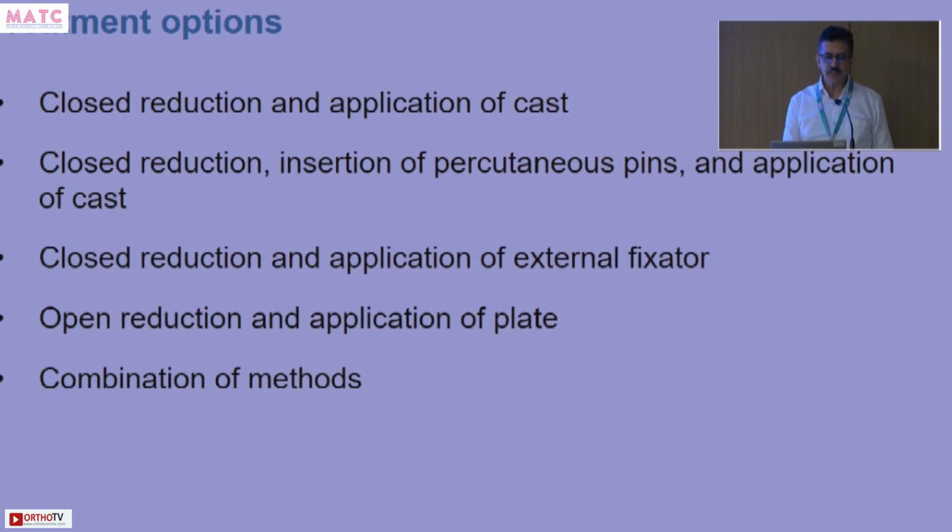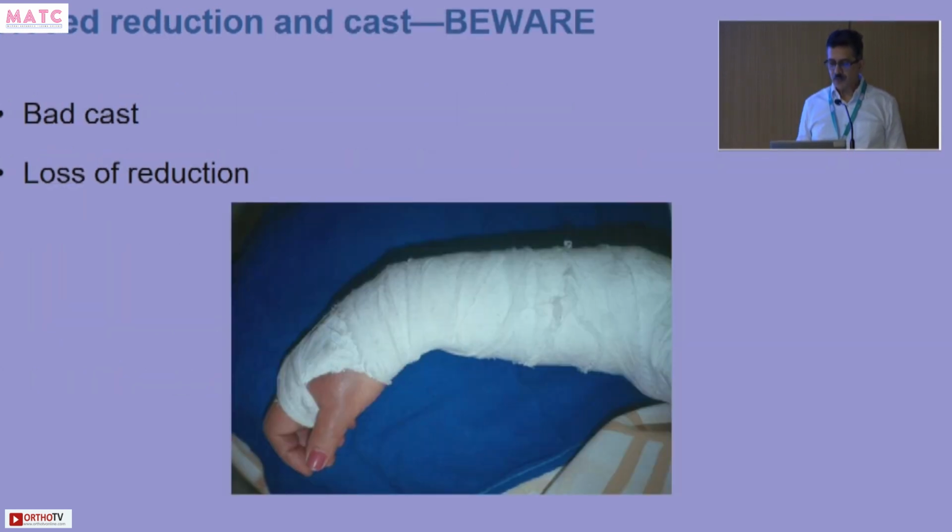So the treatment options basically vary widely. Closed reduction, application of cast, closed reduction, percutaneous pinning, Kapandji pinning, closed reduction with application of external fixator, open reduction with plate: dorsal plates, volar plates, styloid plates. These combinations are available. For closed reduction and cast, the most important thing is that the reduction has to be proper. So the 6 deformities have to be addressed while doing the reduction.